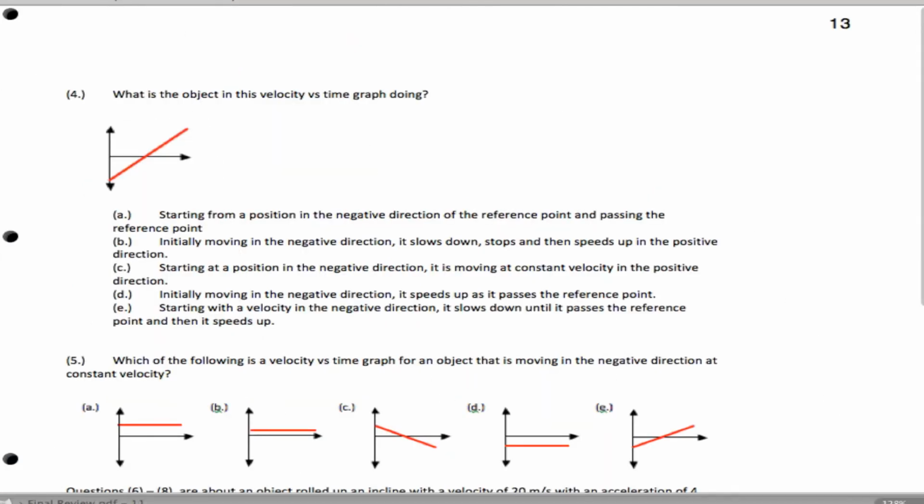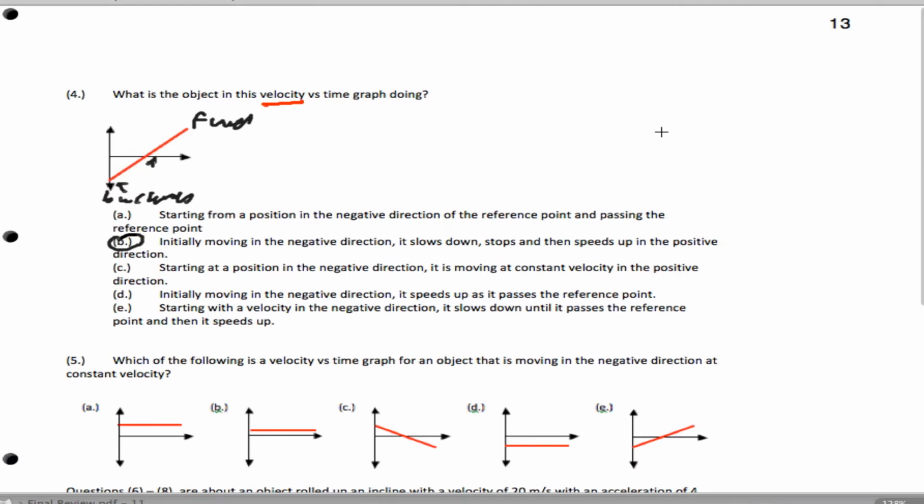Moving along to the next set of problems, question number 4. What is the object in this velocity versus time graph doing? Please be careful. In this velocity versus time graph, we're moving backwards, we stop, we slow down to stop, and then we speed up going forwards. So we need to be really clear. And the one choice that truly fits this is choice B.